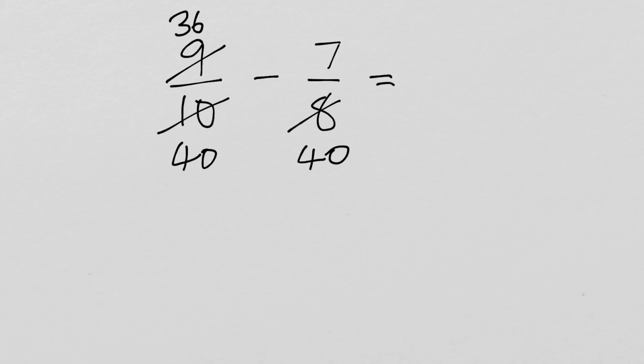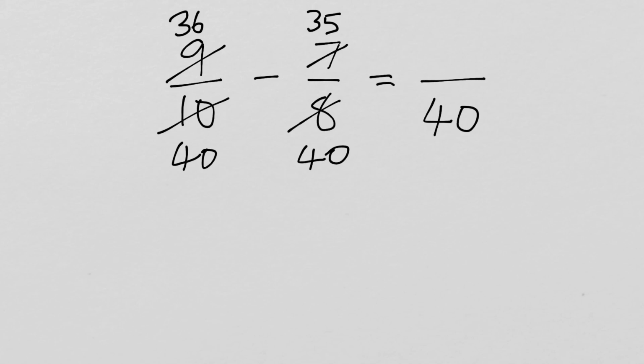Well, what about this one over here? What did I multiply 8 by to make 40? 8 times 5 makes 40. So 7 times 5. 7 times 5 is 35. So now, my answer is going to be 40ths, right?